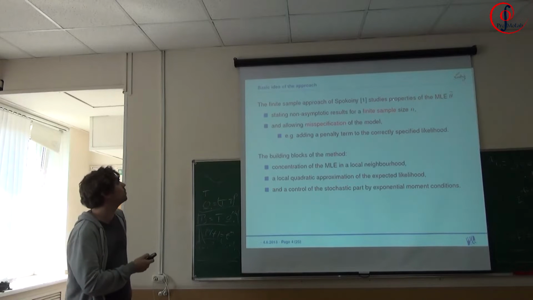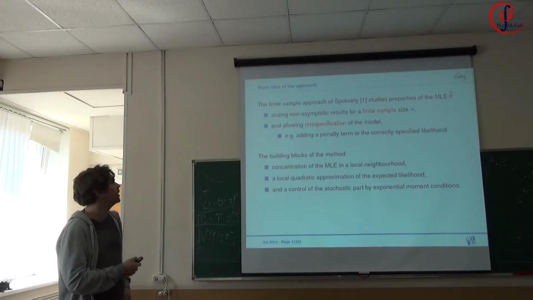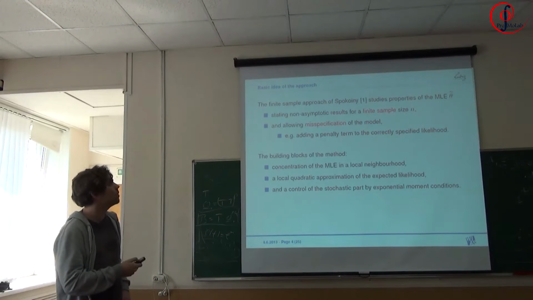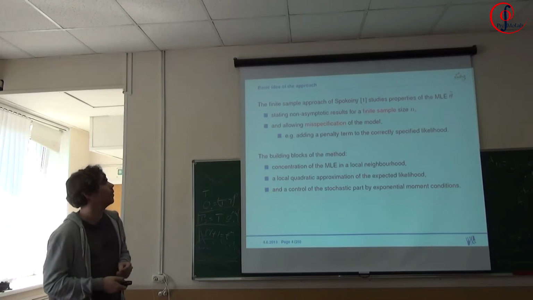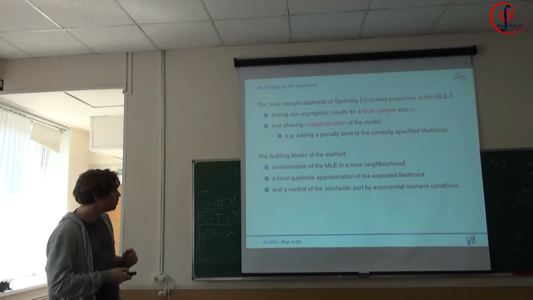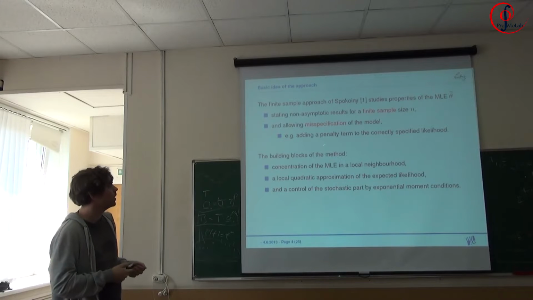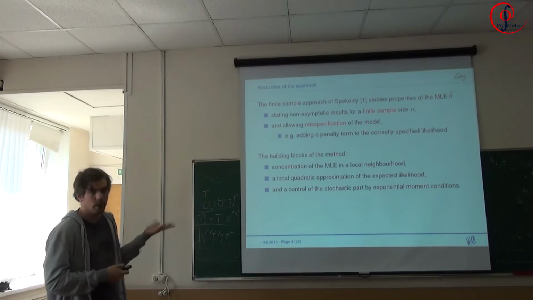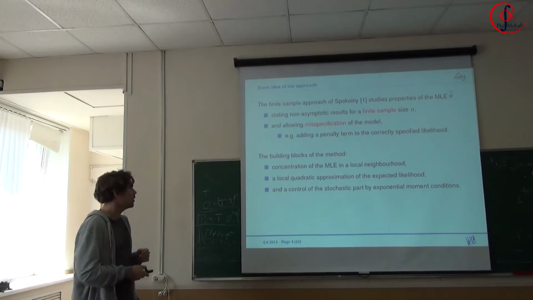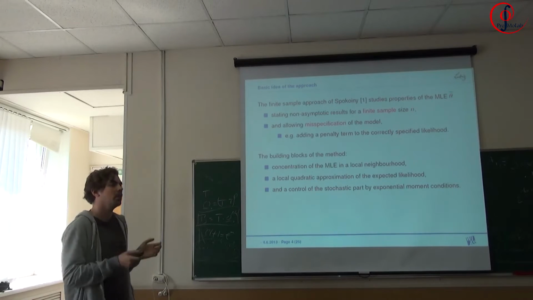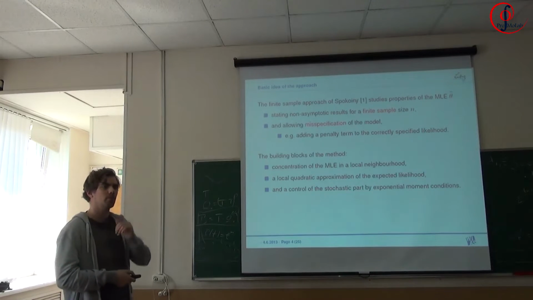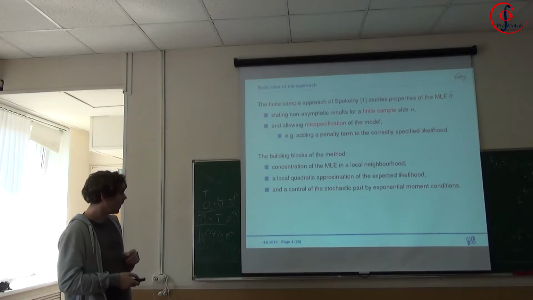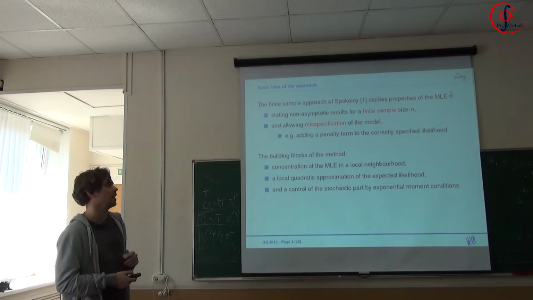Then, as we told you before, we study non-asymptotic results in a finite sample case where we have a fixed size n, so we try to control all the little terms which appear normally in asymptotic results and are thrown away. And with our misspecification, one example is adding a penalty to the model. So the building blocks are just some localization scheme, the local quadratic approximation of the expected likelihood. Andreas showed you the condition with the delta, and a control of the stochastic part of the likelihood by exponential conditions.